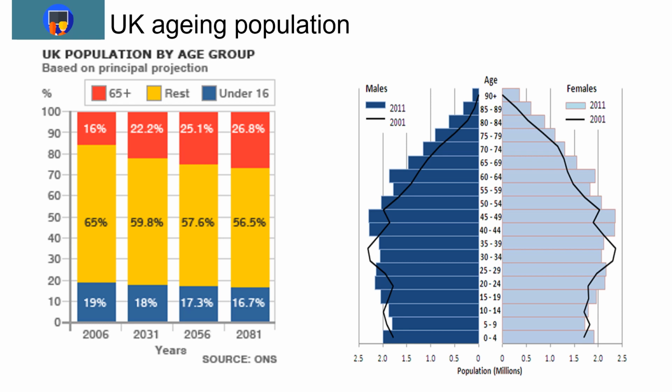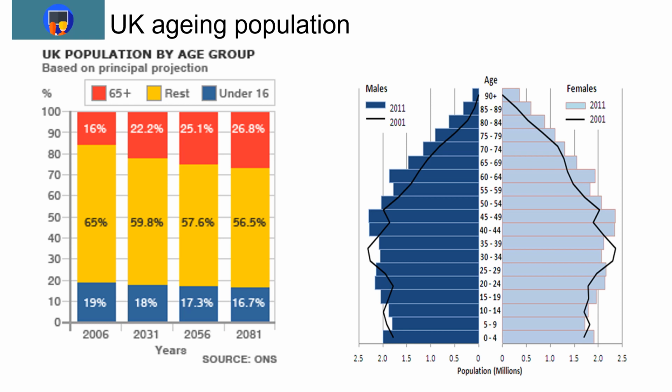In 2006, the percentage of people over the age of 65 was 16%. In 2031, this is predicted to increase to 22.2%. In 2056, the number of people over 65 is predicted to increase to 25.1%. In 2081, this is expected to increase to 26.8%.